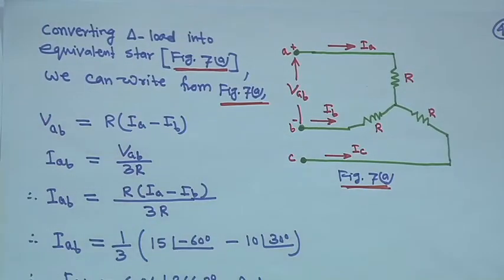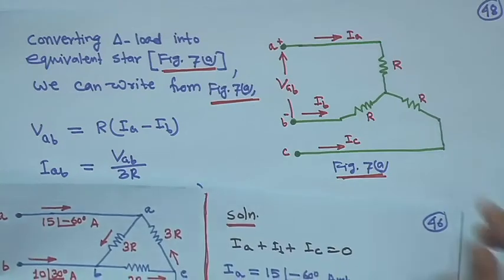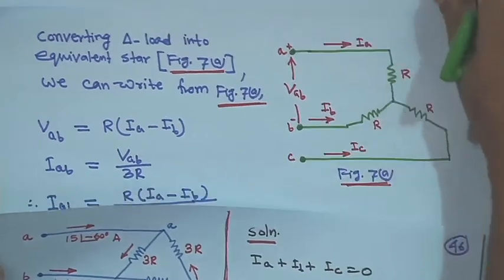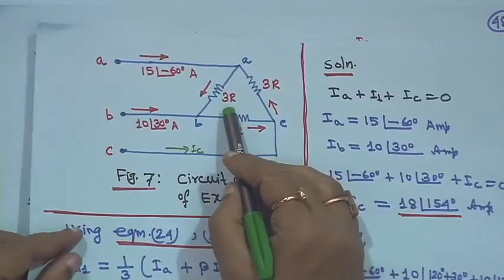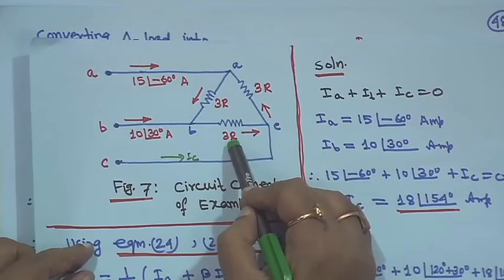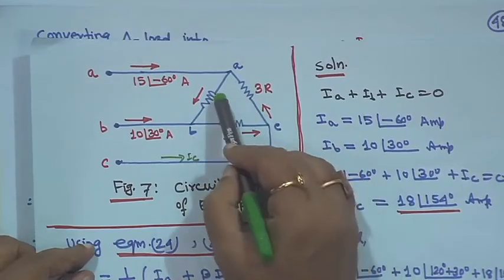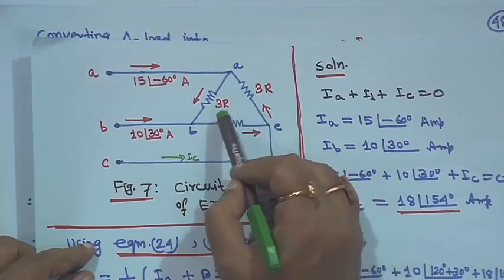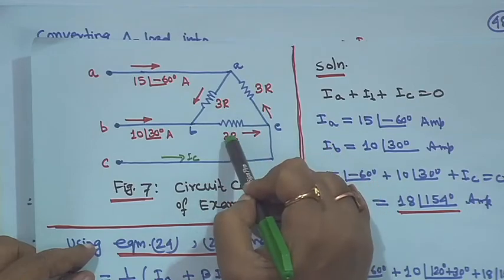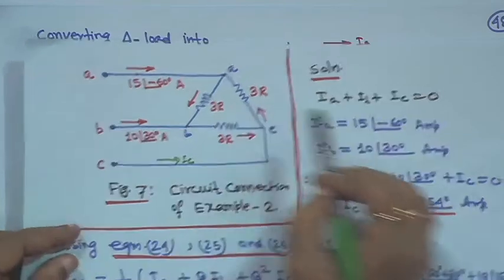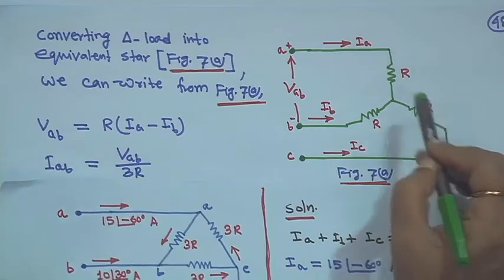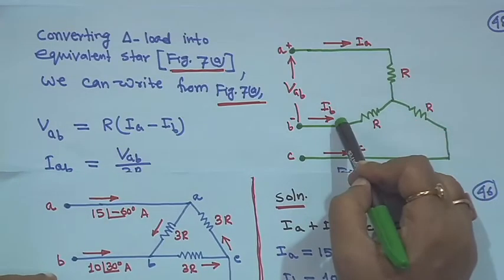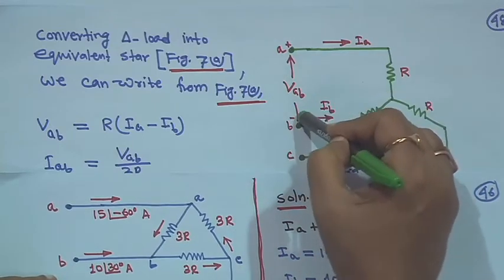Now, you have to find out something else. This delta load you convert to star now. If you convert to star, it will become R, R, R, because the delta is 3R, 3R, 3R. So, if you convert to star, it is 3R into 3R divided by 3R plus 3R plus 3R. So, ultimately it will become R. That is why this is R and this is R, and the currents here are taken as I A, I B, I C, and the voltage is V A B.